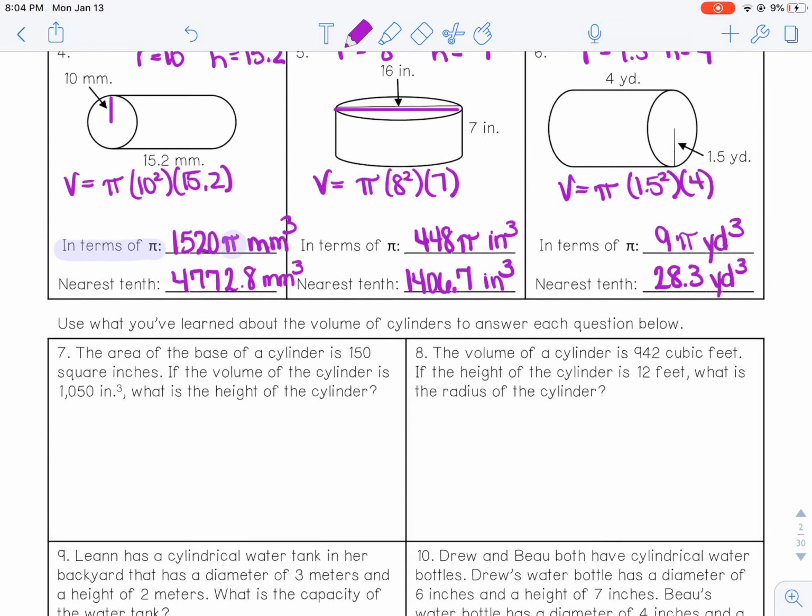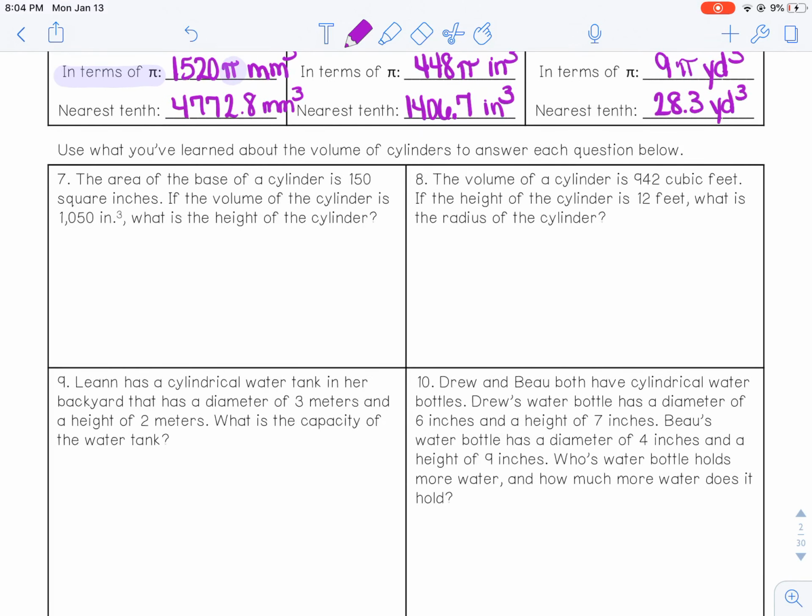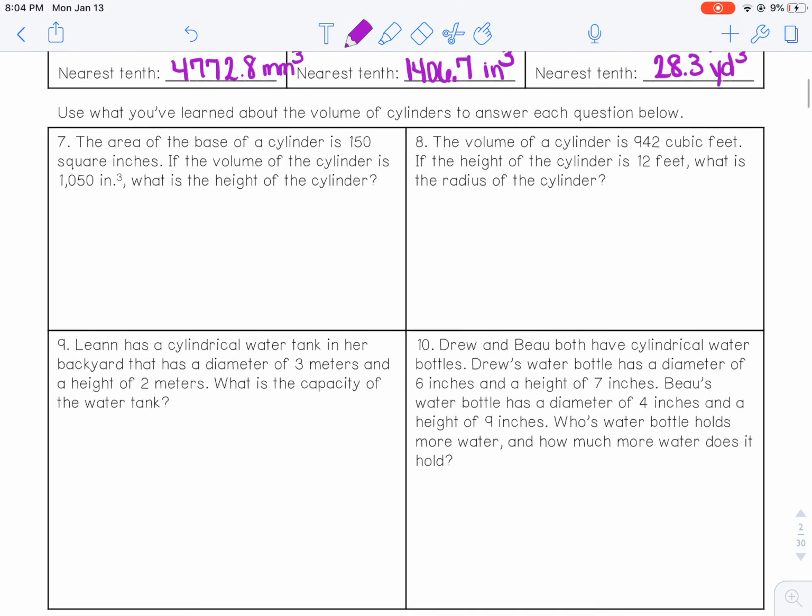Now, the next part is everybody's favorite thing to do, which is word problems, right? All right, so I want to ease you into it. I don't think they do a good job of that. So I'm going to do 9 first, then 7, 8, and 10, okay?